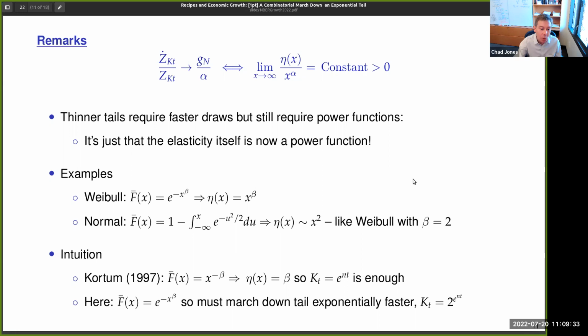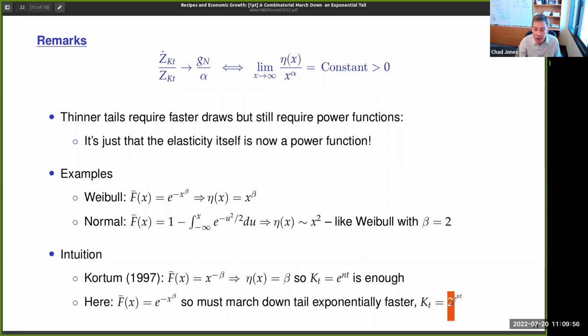Here, with the Weibull distribution, f bar is the exponential of a power function, and so it's exponentially thinner than a Pareto distribution. And we have to march down the tail exponentially faster. We've got exponentially thinner tails. You have to march down it exponentially faster. And that's what combinatorial growth is.